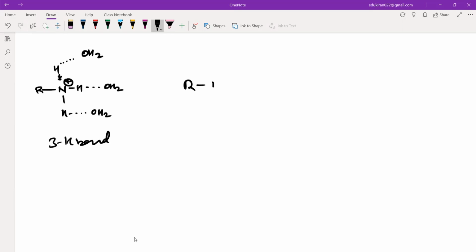Then you have R, nitrogen, hydrogen, hydrogen. There is an R group here. So there will be OH2, hydrogen bonding, OH2, hydrogen bonding. This is what? This is 2 degree. So this is a 2 degree amine, and it has 2 hydrogen bonds.